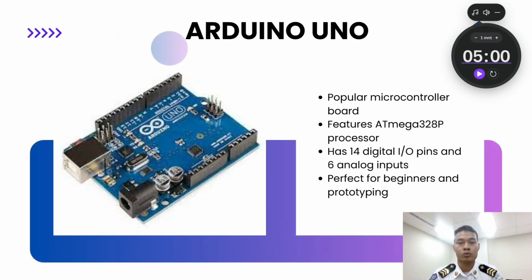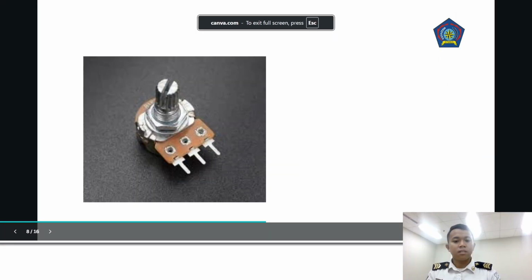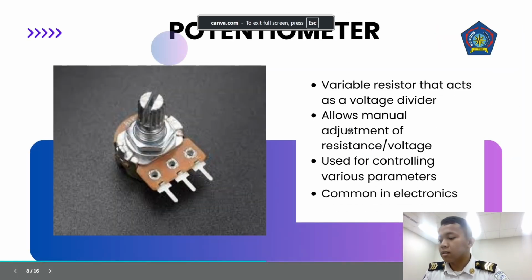Next is Arduino Uno. Arduino Uno is a popular microcontroller board that uses the Atmega328P as a processor. Arduino Uno has 14 digital input and output pins, and 6 analog inputs. This microcontroller is perfect for beginners and prototyping. Okay, let me continue the presentation.